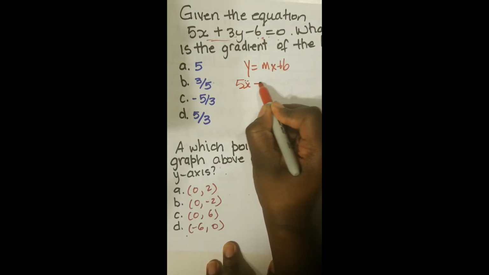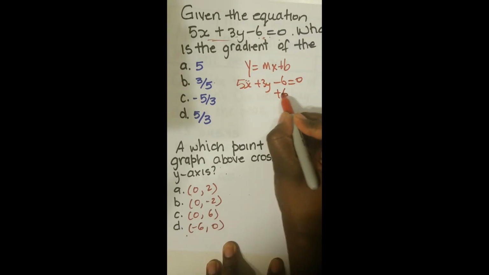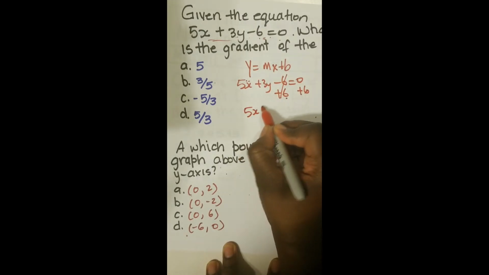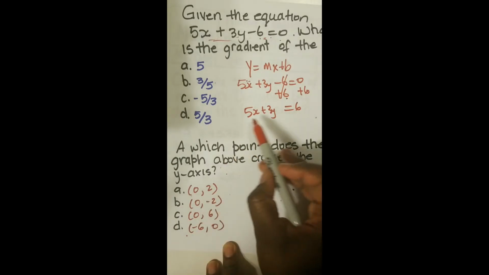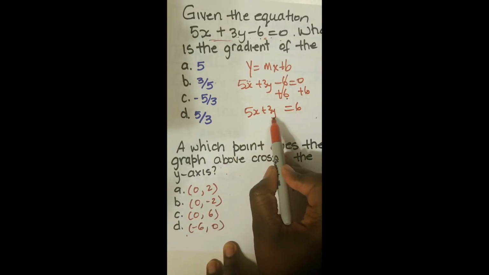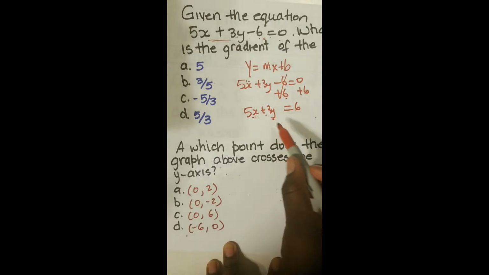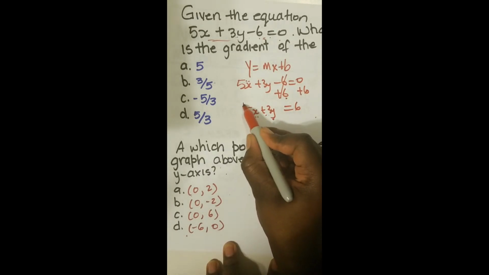So it's 5x plus 3y minus 6 equals 0. You have to add 6 on both sides. Why do I add 6? It's a negative 6. So you add 6 on both sides, right? That cancels. So 5x plus 3y is equal to 6. From here, we need to get y by itself. But these two are adding. And to get rid of the 5x, it is a positive 5x.